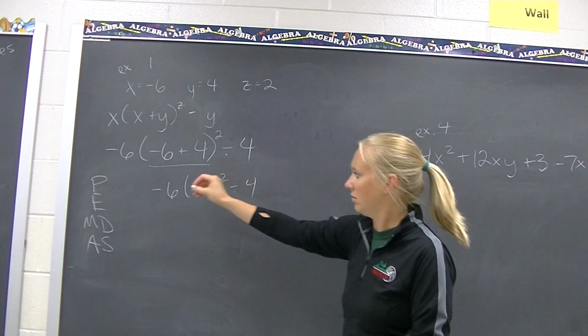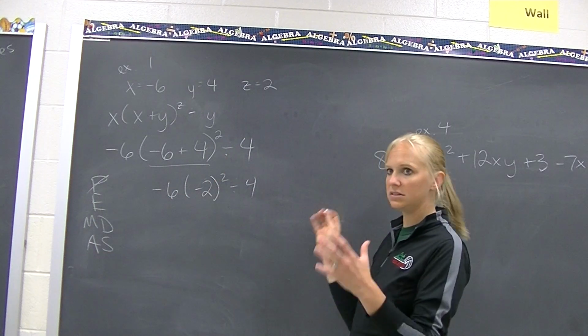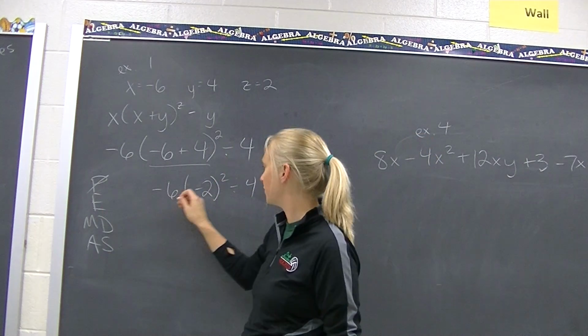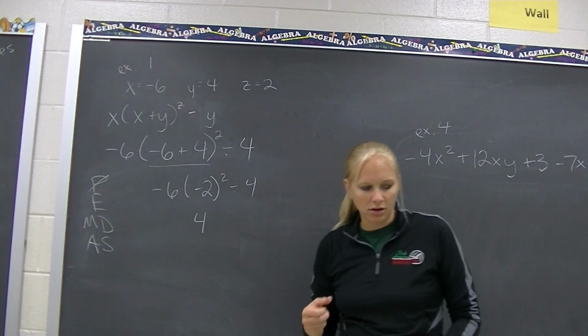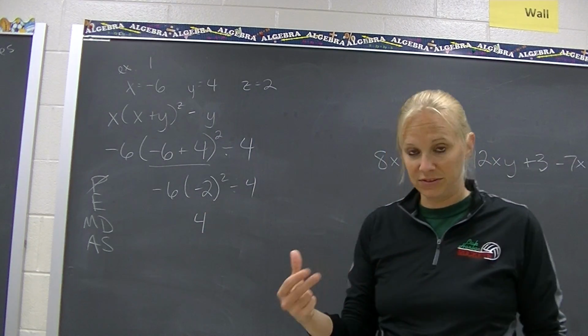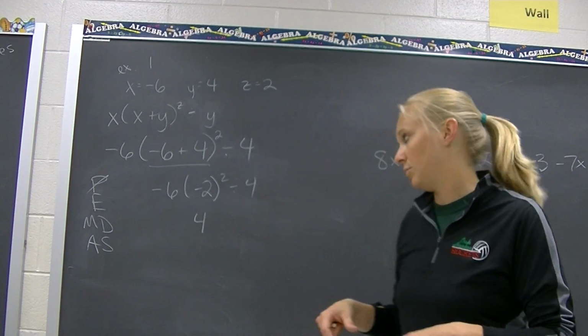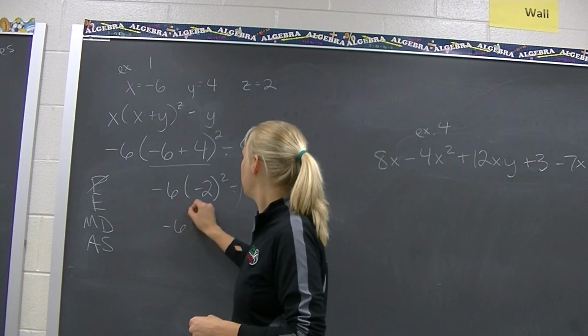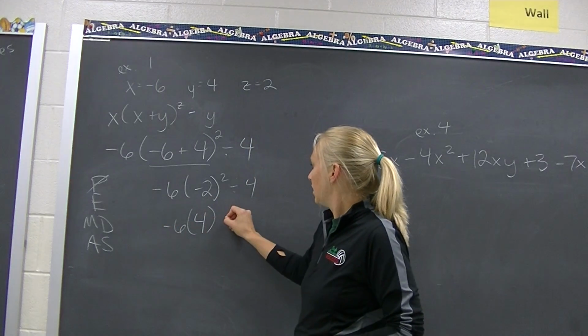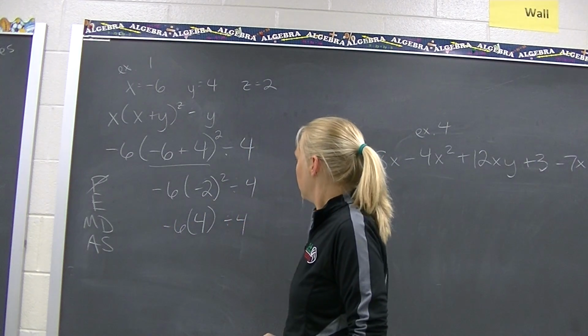And then there's no more parentheses, we can simplify, so then we have to do our exponents. Exponents here is -2 squared, which is 4. If you put that in your calculator and you got -4, it's because you put it in your calculator wrong. You have to put parentheses around your -2, otherwise it will not work and it will give you a wrong answer. So we have -6 times 4 divided by 4.